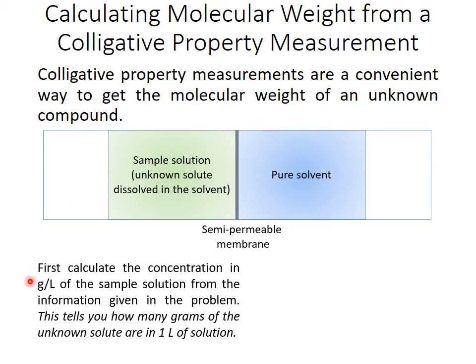We want to first calculate the concentration of this sample solution in grams per liter from information that will be given to you in the problem. This tells you how many grams of the unknown solute are in 1 liter of this solution.